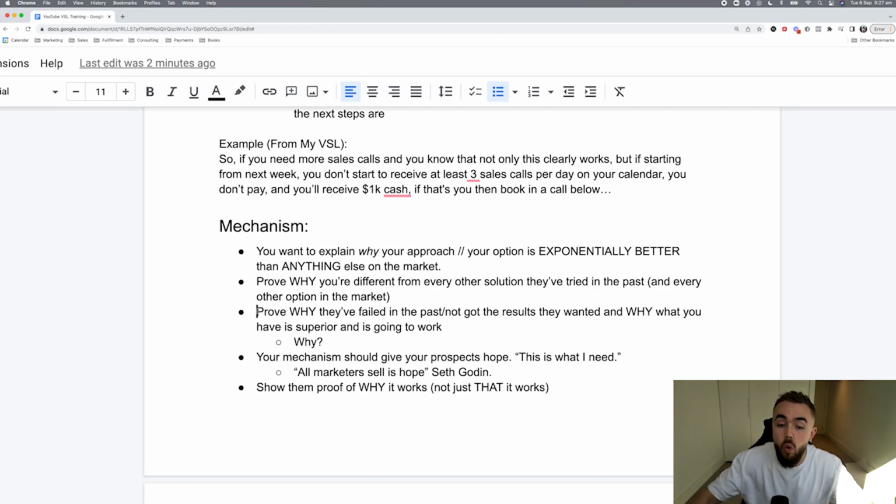You also wanna prove why they failed in the past, why they didn't get the results that they wanted, and why what you have going on is superior and why it's going to work. Okay, why is it going to work? What's going to be different, right? Because again, you got to think, if they've tried, for example, a common one is Facebook ads. People have tried Facebook ads in the past, it didn't work out for them, and then they disregard Facebook ads. They're like, oh, Facebook ads don't work. And it's like, well, no, Facebook ads do work. It's just the way you implemented the Facebook ads, it didn't work.